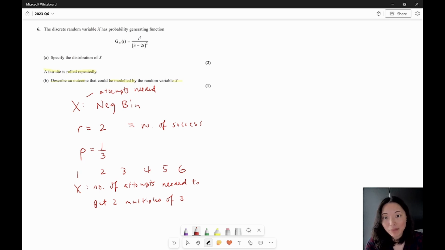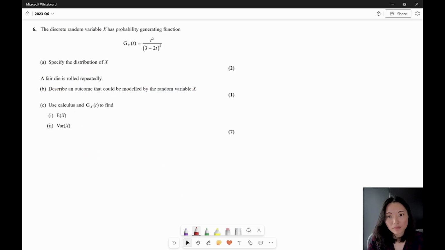So I don't know how many attempts I will need. As long as I get 2 of those, and I know that the probability of getting a 3 or a 6 will be 1/3. This is how I'm going to define the outcome that can be modeled by the random variable X. You might come up with something different. In fact, the model answer is actually describing X to be the number of rolls to achieve a 5 or a 6.